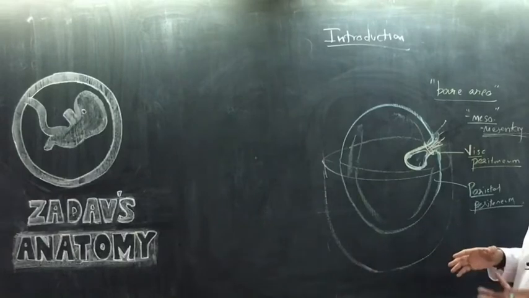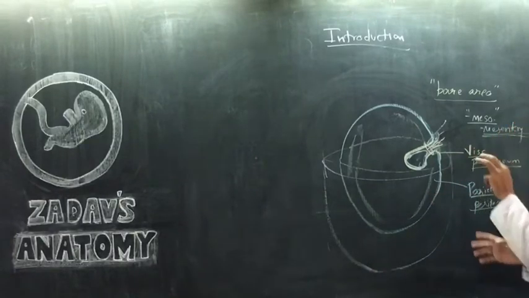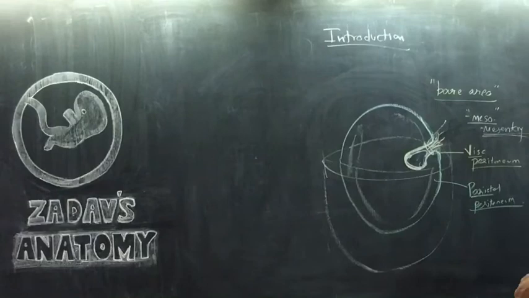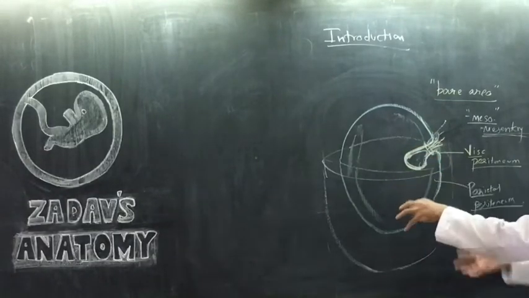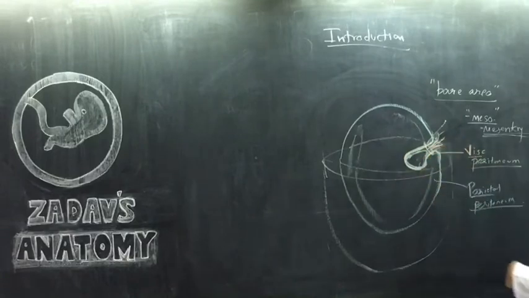Especially in case of the liver, we've got the falciform ligament, we've got the hepatoduodenal ligament, we've got the gastrosplenic ligament. These are just double folds of peritoneum between two organs, and they're connected to each other. Do you get that? Okay, great.